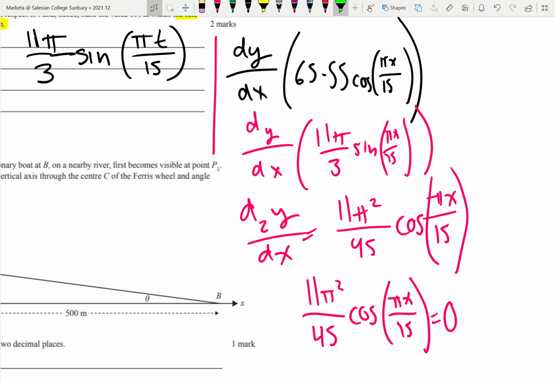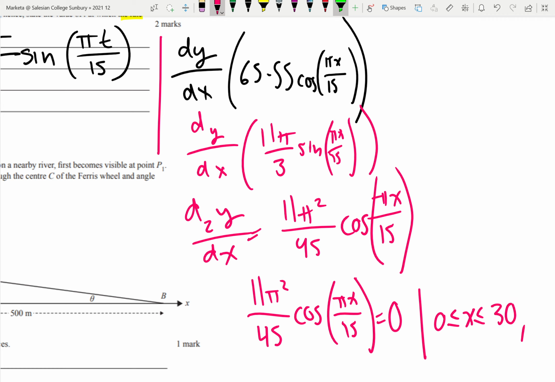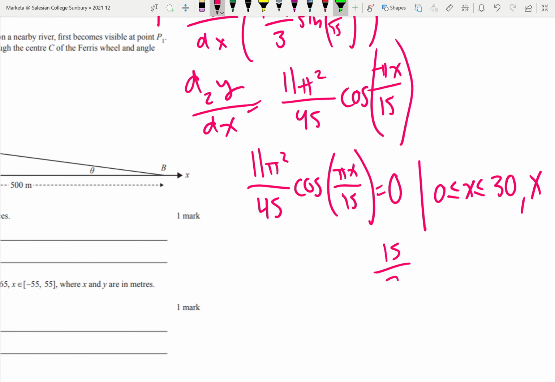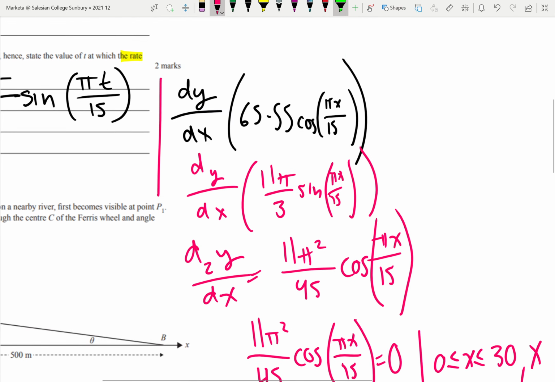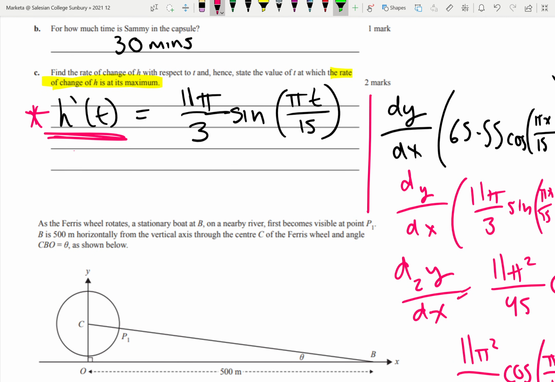And then look, I'm going to put a restriction in. So 0 ≤ x ≤ 30, comma x. And when I press enter, let's have a look. I get 15 on 2. So this means my t value is 7.5. So actually, if I would have used the graph of this sine function, the h dash of t, it would have been fine because it is an exact value.